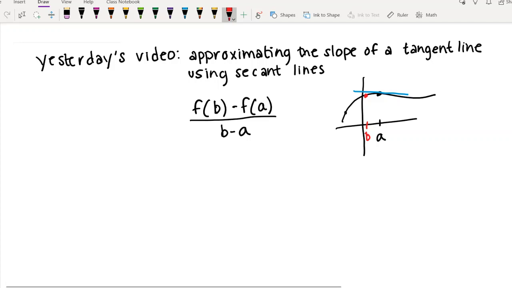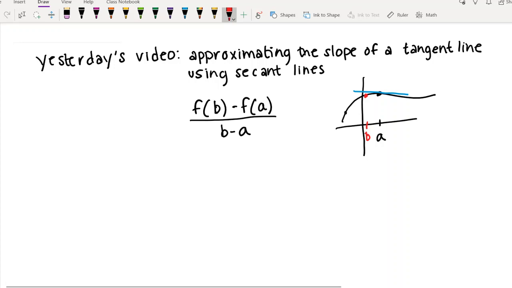Really what we're ideally looking for is almost the secant line between A and A, like we're trying to get B as close to A as possible. The problem is, it would not work if we plugged in the same number for both. If we tried the secant line from A to A, we'd have 0 divided by 0, something undefined when we try to find the slope.